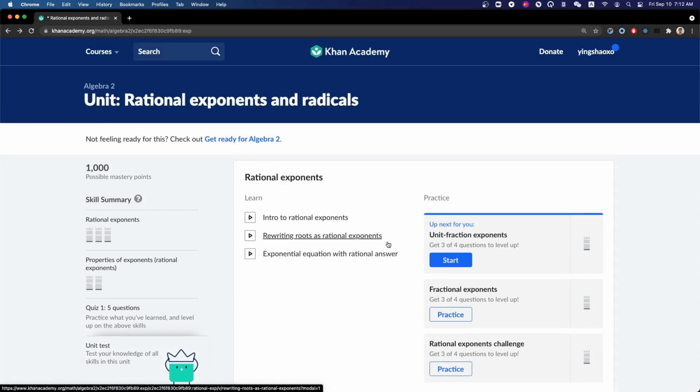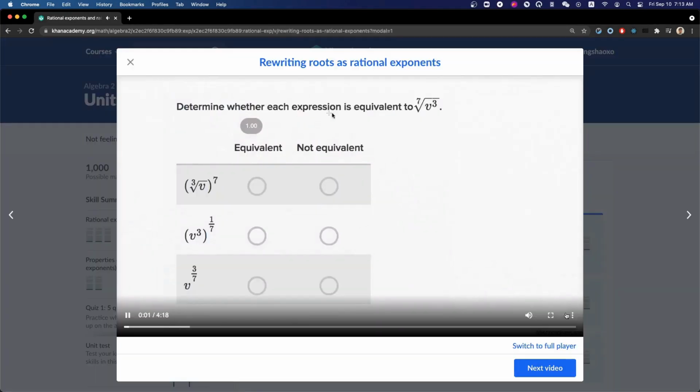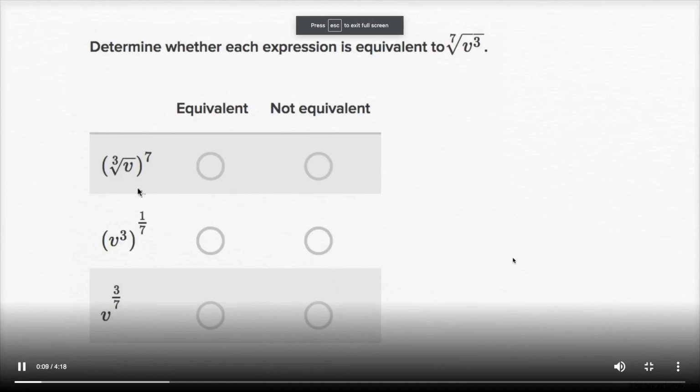Rewriting roots as rational exponents. We're asked to determine whether each expression is equivalent to the 7th root of v to the 3rd power. And like always, pause the video and see if you can figure out which of these are equivalent to the 7th root of v to the 3rd power.